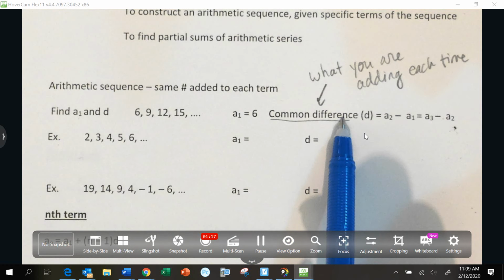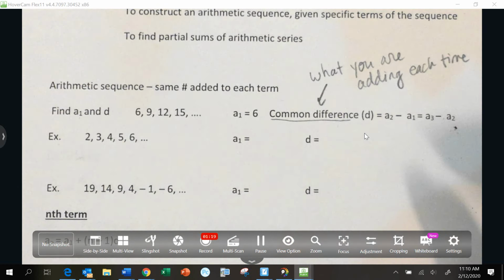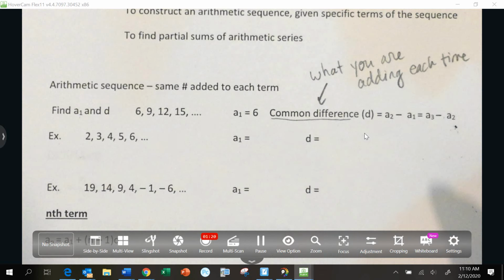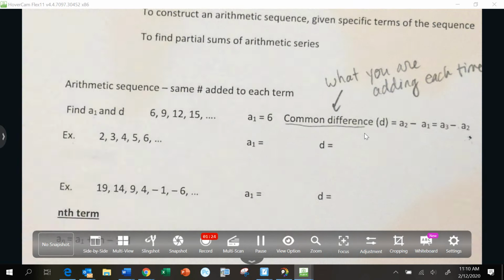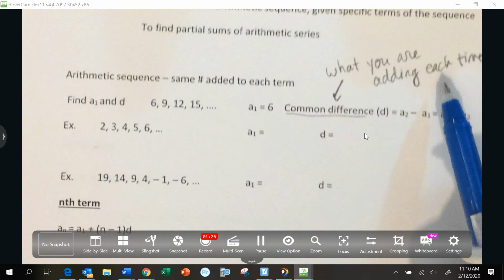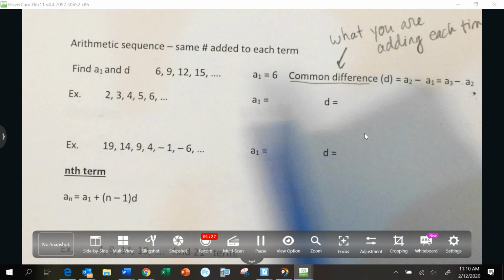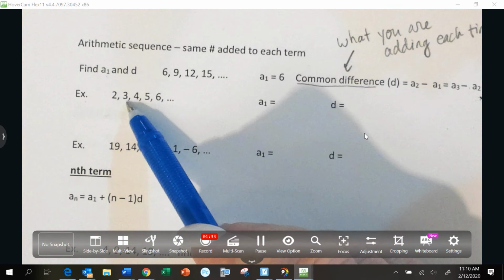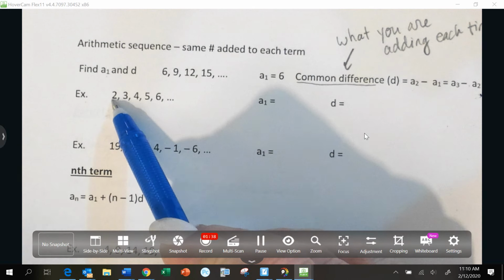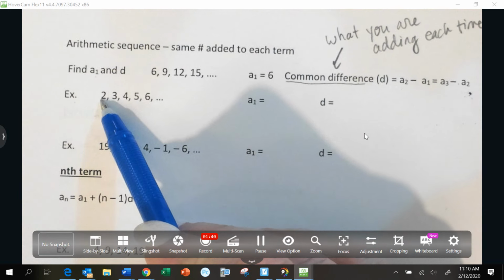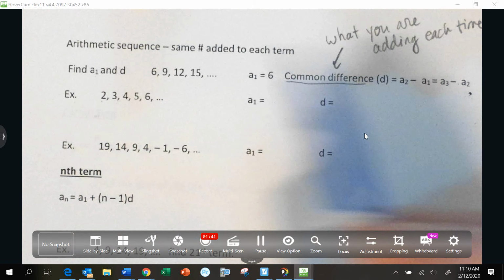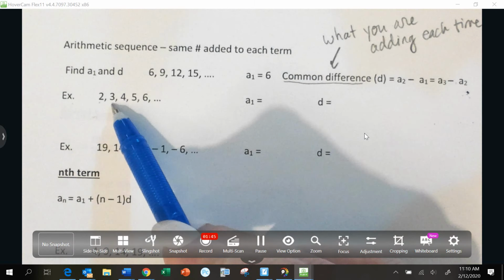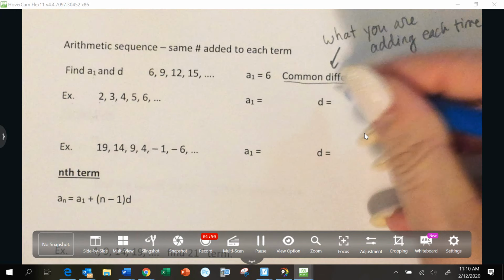It's the common difference. If you need a formula to find d, you just take any term, no matter what term. So they say start with a sub 2, second term, and you subtract a sub 1. It would be the same as if you took a sub 3, the third term, and you subtract a sub 2. So my common difference for this first one is 1.